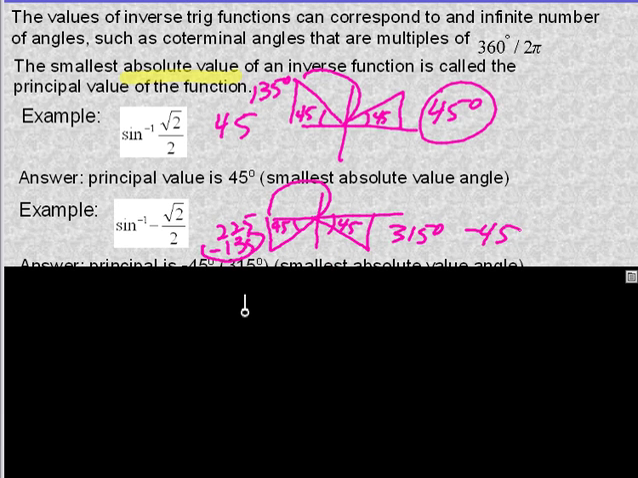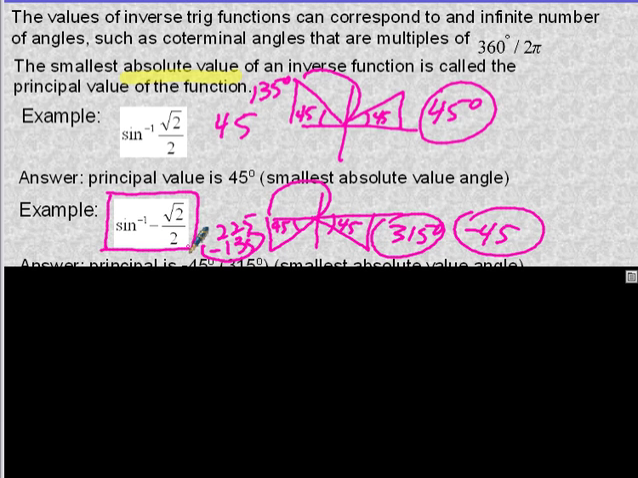Of these four potential angles, which would have the smallest absolute value? It would be this one. Negative 45, absolute value is 45. It's the smallest absolute value angle of the four. And so negative 45 or 315 degrees would be our principal value for inverse sine of negative square root of 2 over 2.